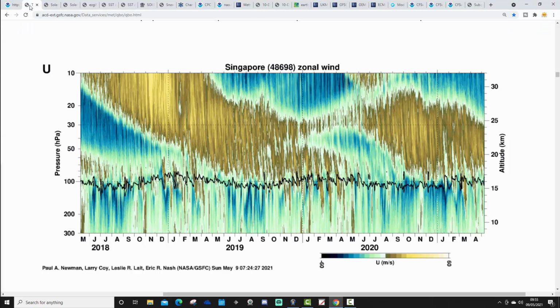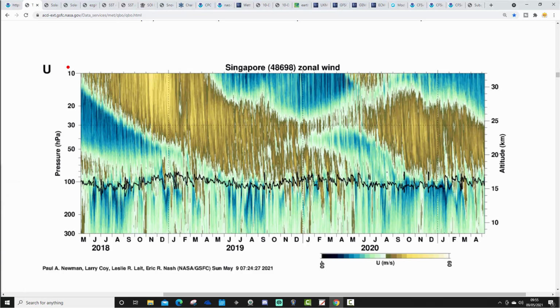This is how the chart looks from NASA. With this, you have to think that this is the top of the stratosphere just here, so that's at 10 hPa up there. The boundary level of the atmosphere where weather takes place is the troposphere, that's 30 to 50 hPa, just there. The blue-green colour is the easterly QBO phase. The sandy colour is the westerly QBO phase.